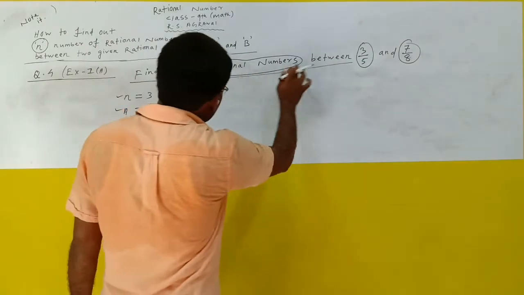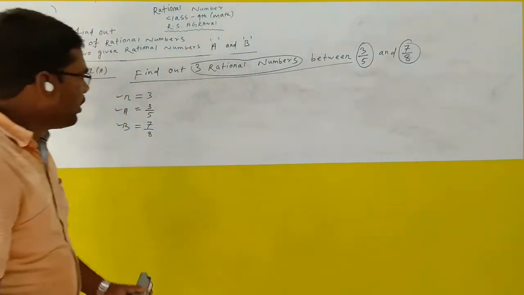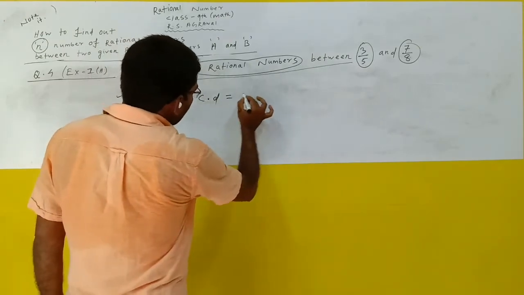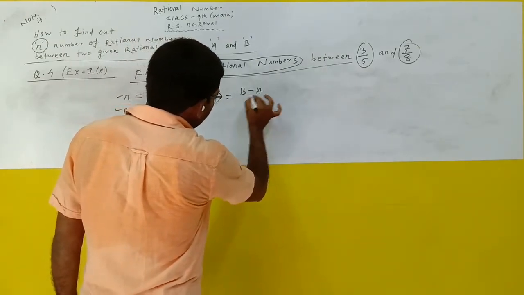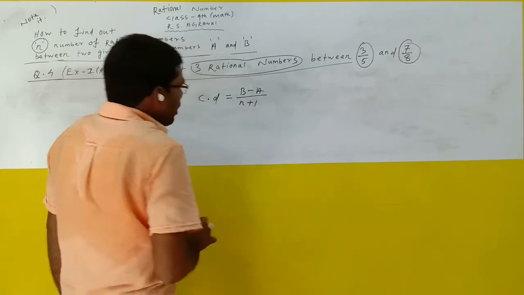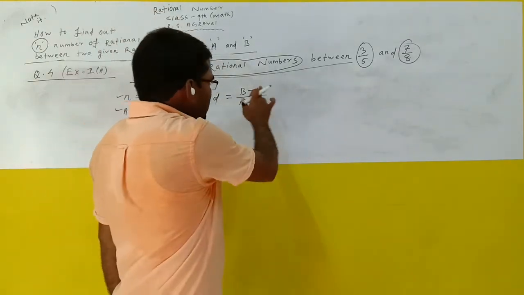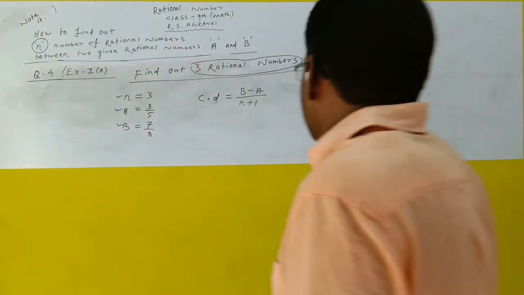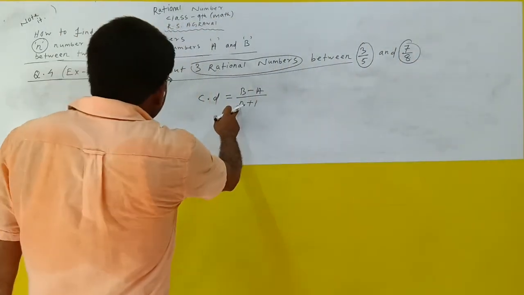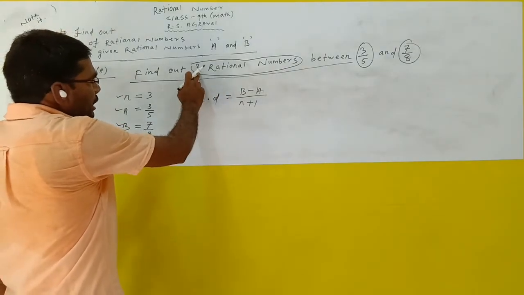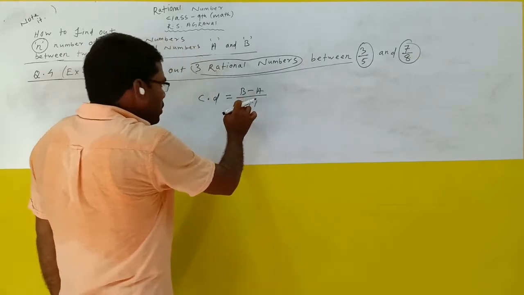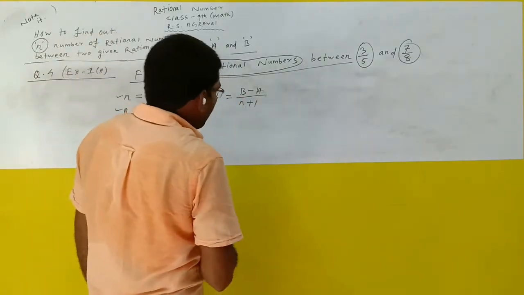So how can you solve this problem? First, you will require to find out the common difference, which is equal to (B minus A) divided by (n plus 1). I have already told you that B minus A indicates the total distance or total difference between your given rational numbers A and B. And n indicates the number of rational numbers you want to find out. And when 1 is added to n, you will get the number of gaps.